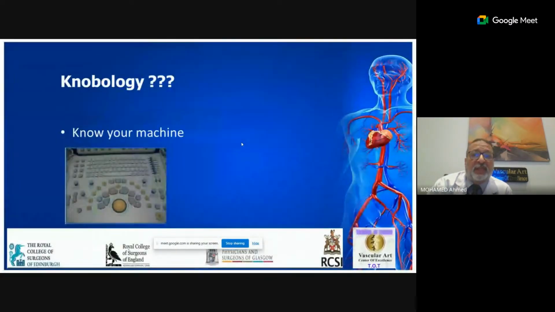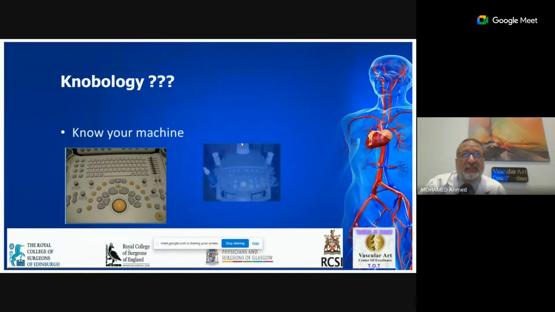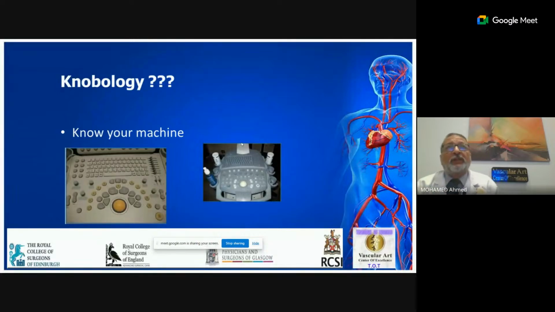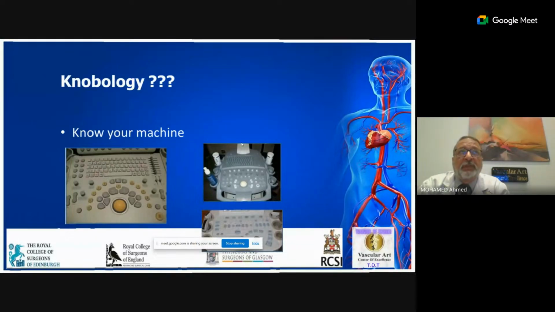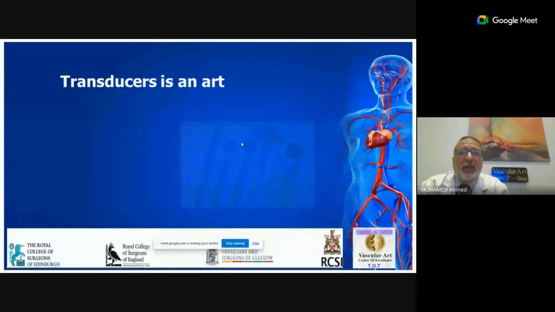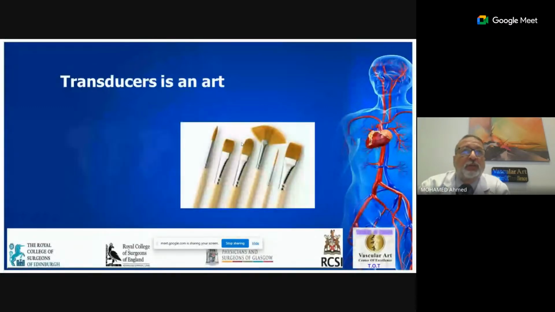Now, the thing which makes vascular surgeons not want to do duplex is knobology. When you look at a machine with all these buttons, you think, come on, how am I going to do that? And this is where you break. Now this technology is becoming much simpler, and each button has a certain purpose. So don't be worried if you see a machine with all these buttons. This is called knobology, and we will teach how to use it.